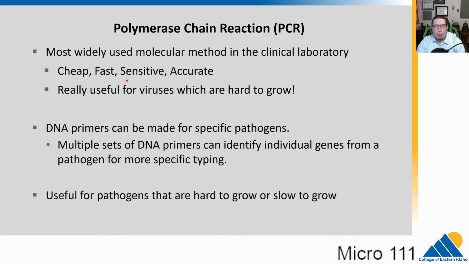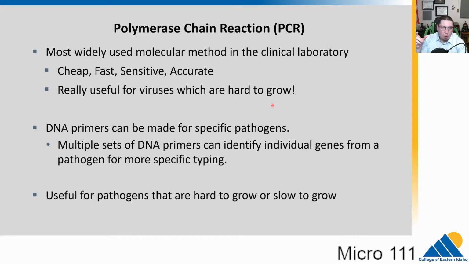Okay, so PCR, polymerase chain reaction. This is one of the most widely used, what we call molecular methods in the clinical lab. It is cheap, it is fast, it is super sensitive, and it is very accurate. PCR is super useful for identifying viruses because, as we know, viruses need other cells to grow. So you cannot grow viruses on a plate. That means detecting them is difficult, and PCR can help us with that.